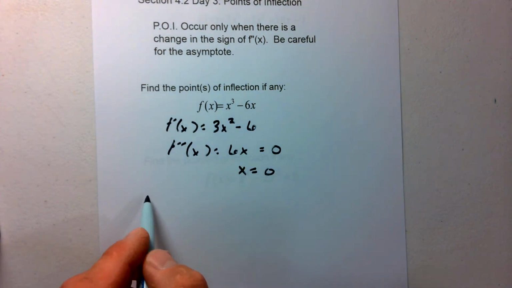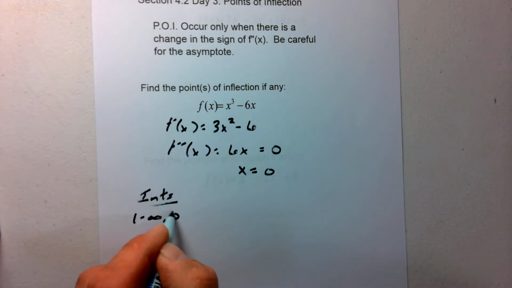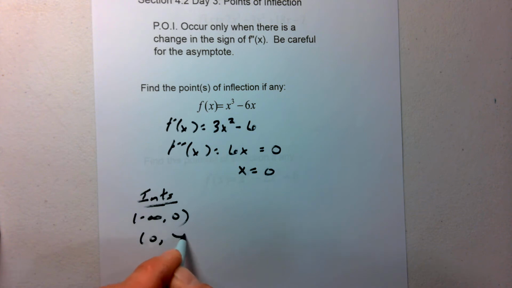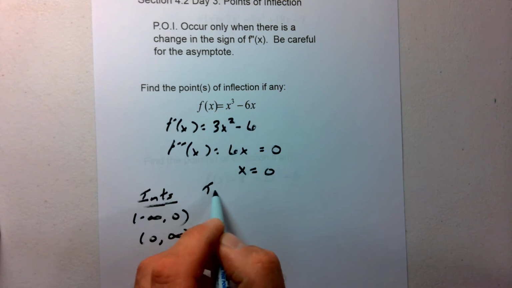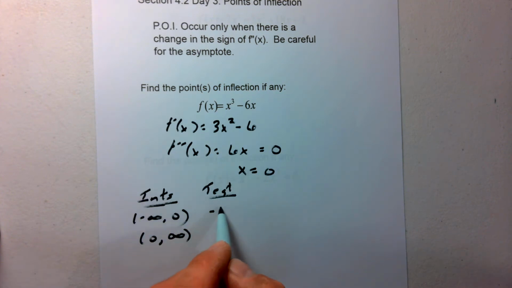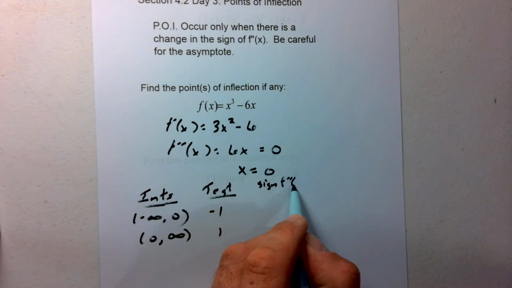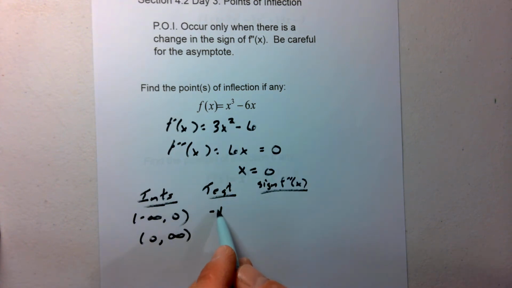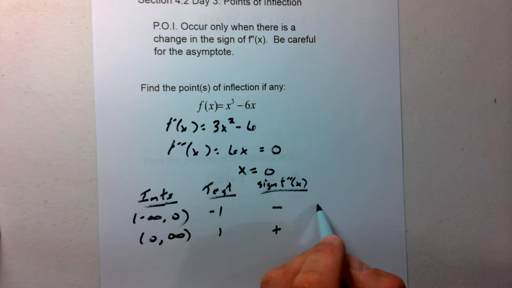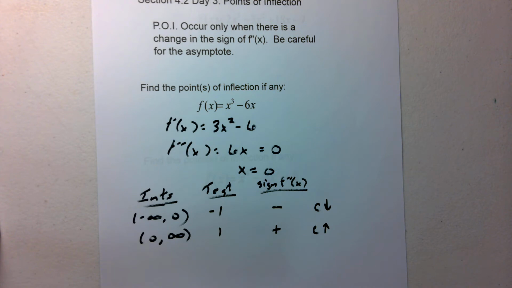So I'm going to go ahead and do my intervals. I'm going to go from negative infinity to 0 and 0 to infinity. This is not going to look anything different than what we have done the last couple of days with our concavity. We're going to find our test values. So I can test negative 1, I can test 1. I'm looking at the sign of the second derivative. If I take negative 1 and plug it in there, I get a negative value. If I plug in 1 to my second derivative, I get a positive value. So I see that I have a concave down and a concave up. Again, nothing new at this point.